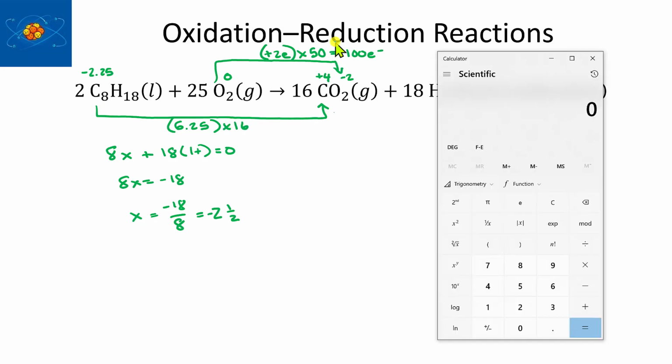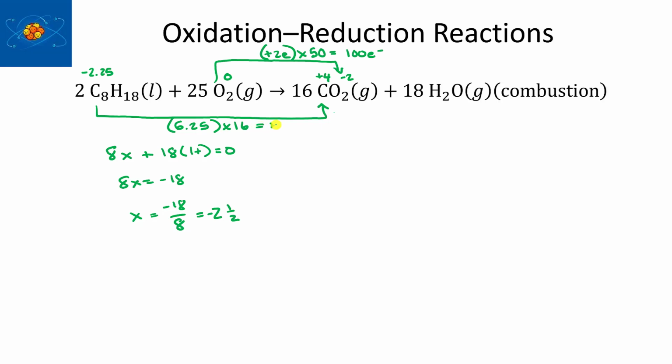I just pulled out my calculator so you can believe what I calculate here. 6.25, I get these weird numbers, times 16. Hey, look at that, it's equal to 100. So I guess it actually works. There's a lot of electrons going here. So the octane is giving up 100 electrons in this balanced equation, and the oxygen is gaining 100 electrons.